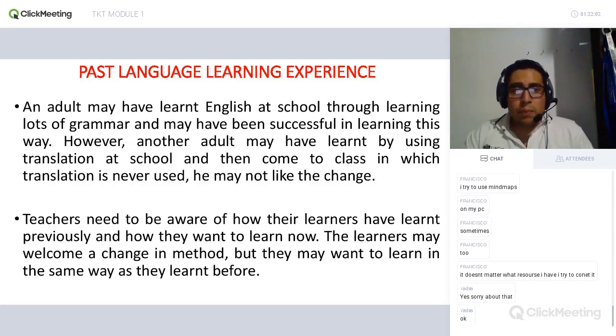Okay, an adult may have learned English at school through learning lots of grammar and may have been successful in learning that way. However, another adult may have learned by using translation at school and then come to a class in which translation is never used. He may not like the change.